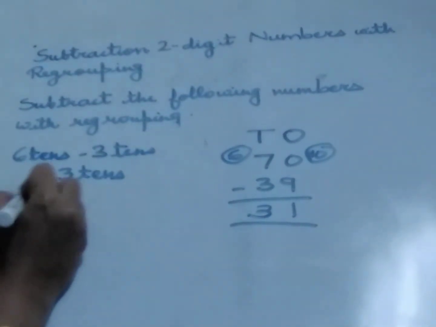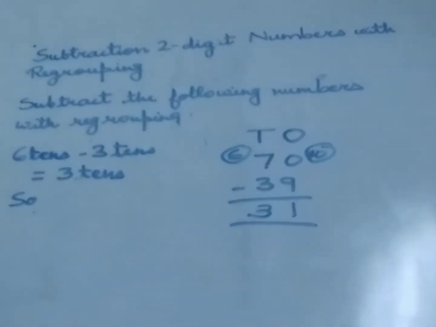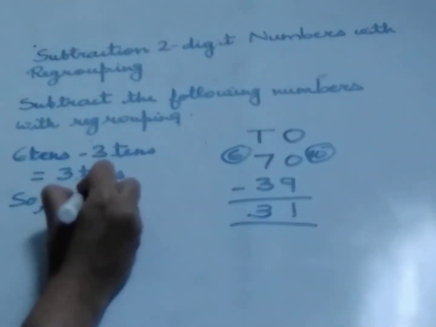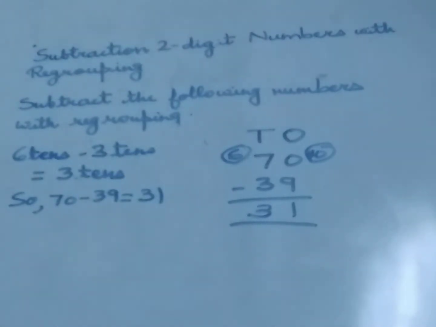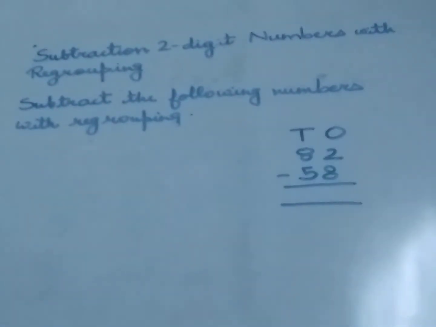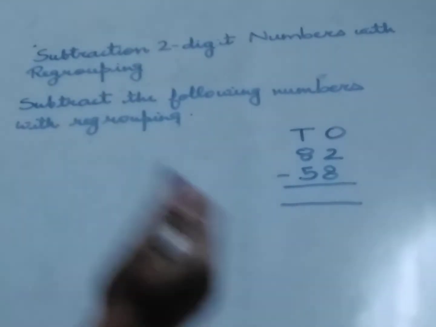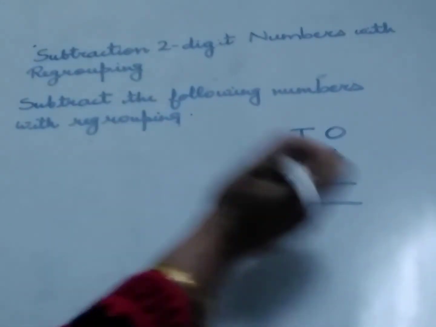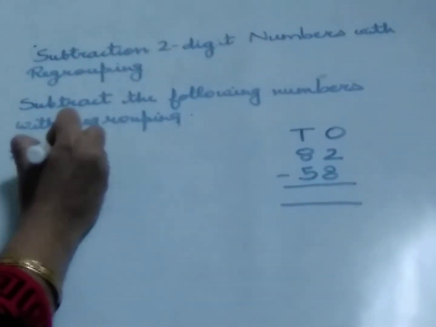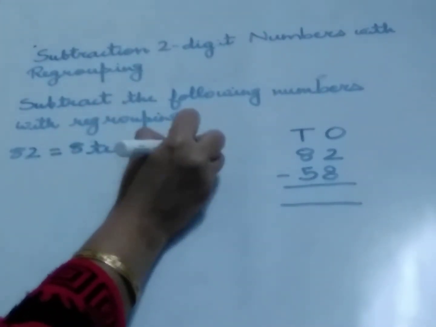So your answer will be 70 minus 39 is equal to 31. Next question is 82 minus 58. Again subtract the ones first. Again you cannot subtract 8 from 2. So we regroup 82. 82 gives you 8 tens plus 2 ones.